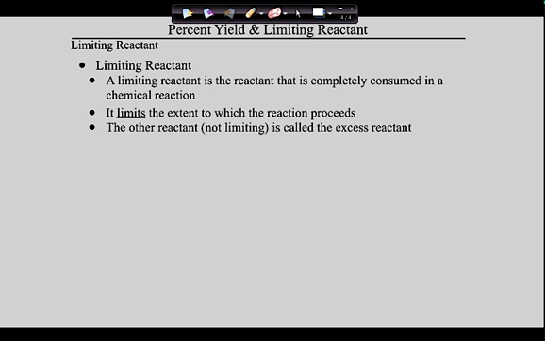There we go. The other reactant, the one that's not limiting, is called the excess reactant. So guys, your challenge then becomes this. Given a reaction and given an amount of reactants, your challenge is going to be to figure out which one you'll run out of first.